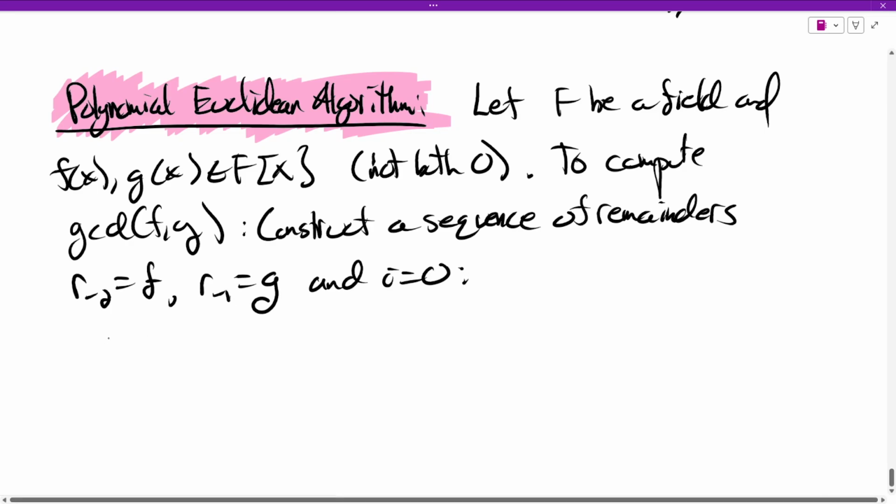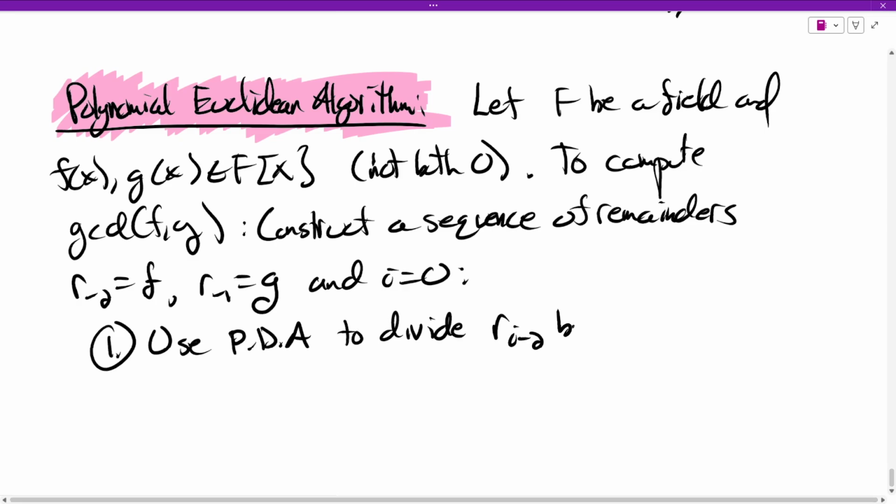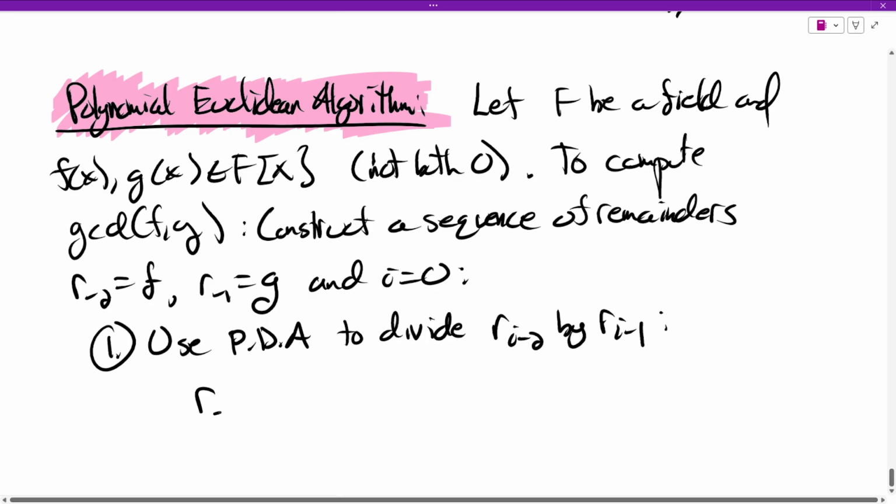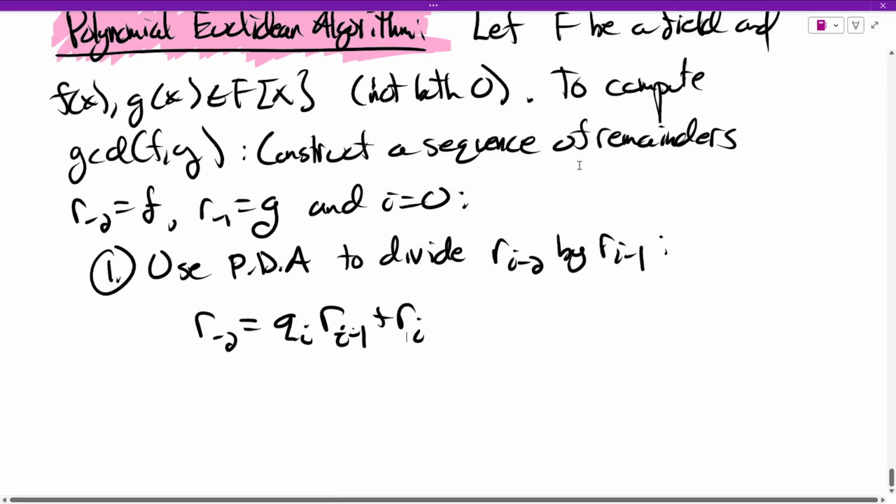And then what we're going to do is use the polynomial division algorithm, which I'll call PDA, to divide r_{i-2} by r_{i-1}. So what we're doing here, since i is 0, is dividing r_{-2} by r_{-1}. That is, we're dividing f by g. And when we do that, what we get is some quotient and then some remainder. I'll call the quotient q_i and the remainder r_i. The quotient's not very important for what we are going to do, but I'm going to index it anyways.